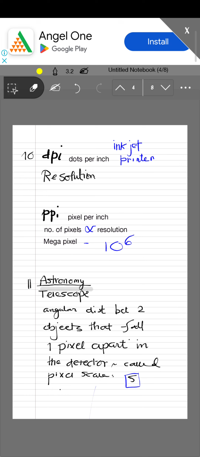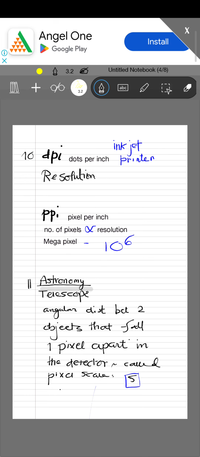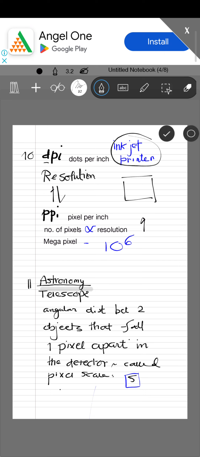Pixels are sometimes related to DPI, that is dots per inch, although they are two totally different entities. A high number of pixels gives a high resolution. A high number of dots per inch will also give a higher resolution, but dots per inch or DPI is usually used in the context of printed material. That means, let's say, an inkjet printer which has a high DPI will produce a good quality image.